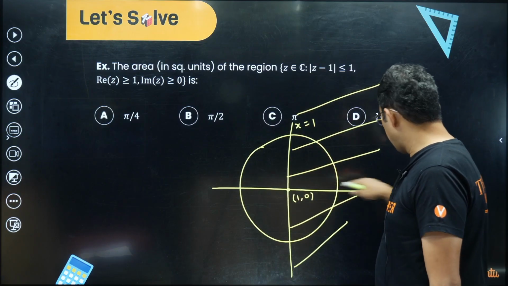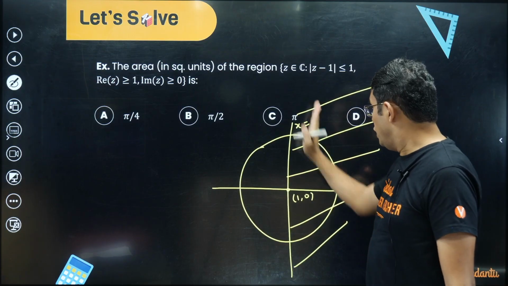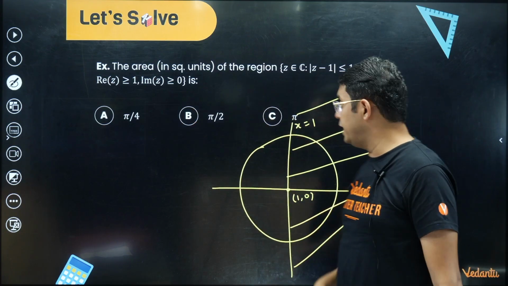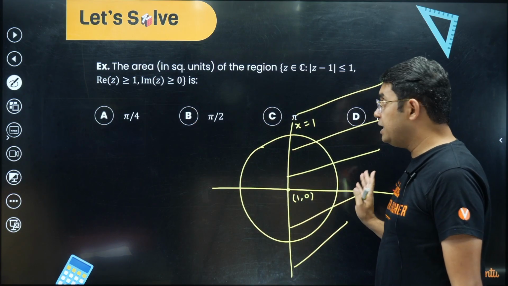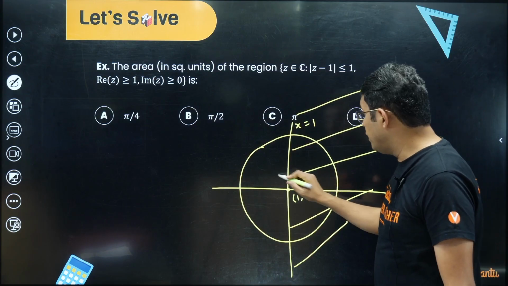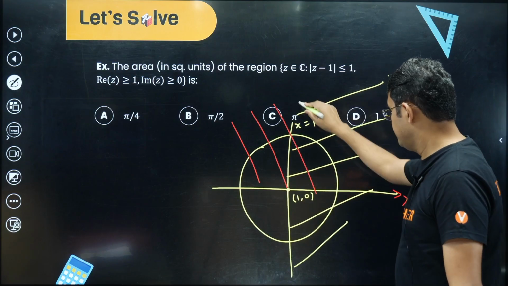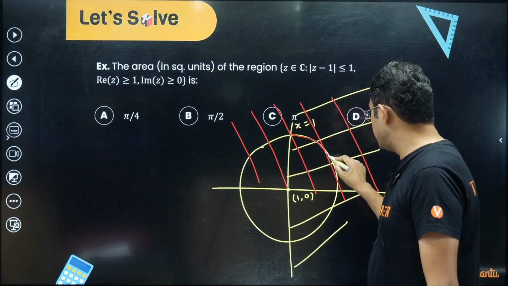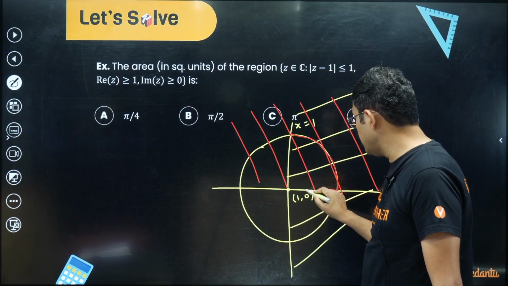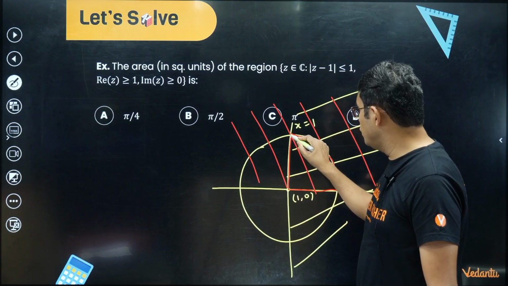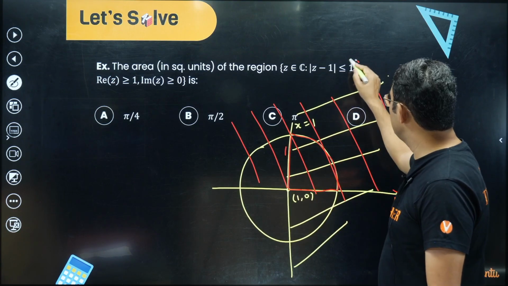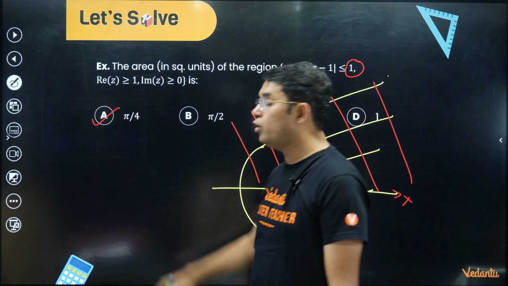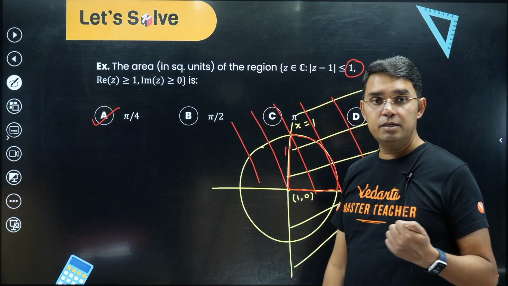See, at x-axis (1, 0) will lie. On the right side of the line x equal to 1, the real part will be greater than or equal to 1, and imaginary part greater than or equal to 0 will be this region. If I combine all of them, we are getting this region, which is 1/4 of a circle whose radius is 1. So 1/4 of a circle means pi by 4 should be the answer of this question.